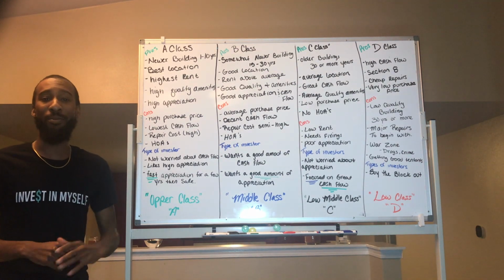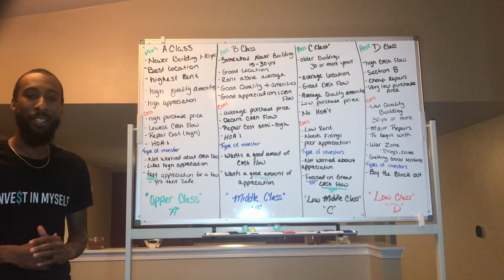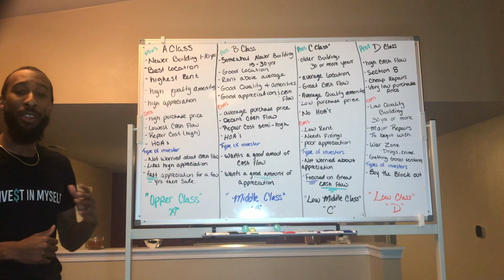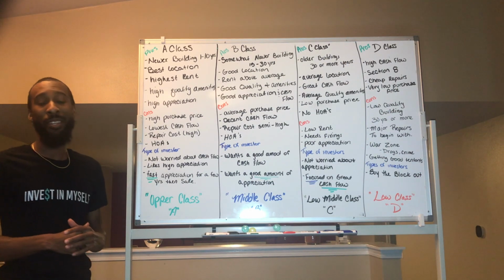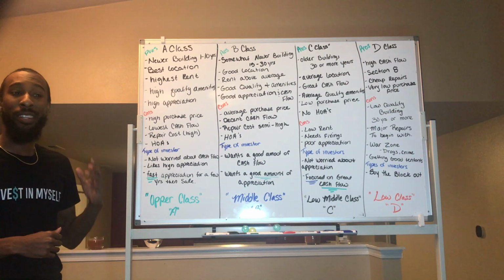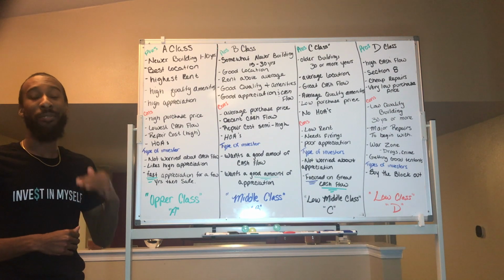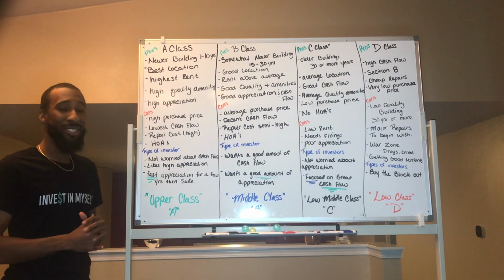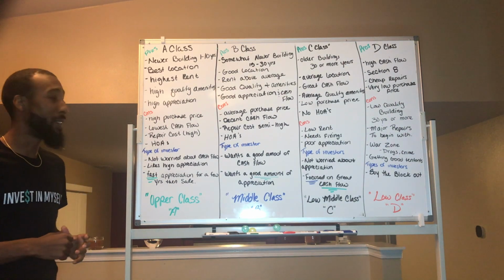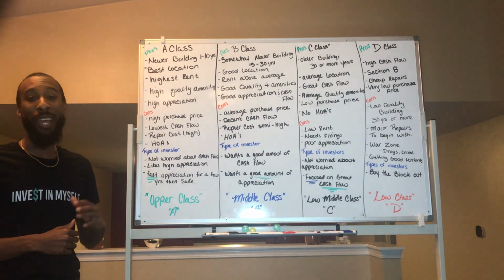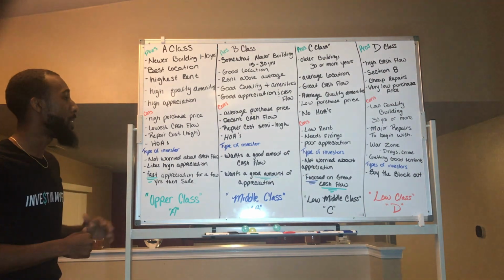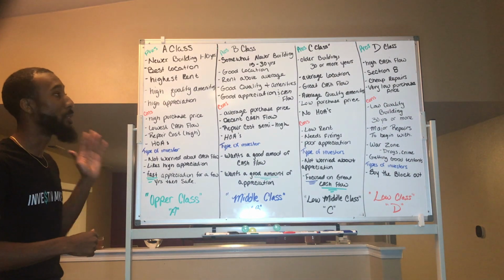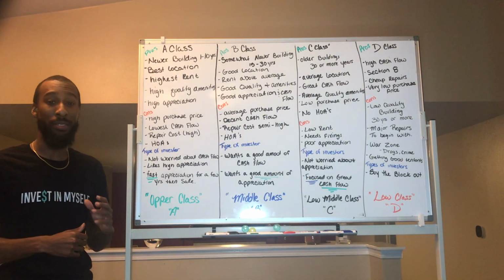Now, some of the cons with A-class properties as an investor: it is going to be a very high purchase price. When you're purchasing in those excellent neighborhoods, the houses are priced very high and competitively. Since the rent is high but the purchase value is also high, your cash flow is going to be very minimal. It's going to be lower than all the other classes most of the time.